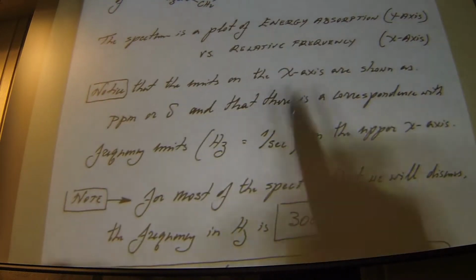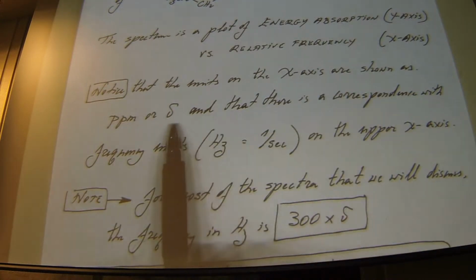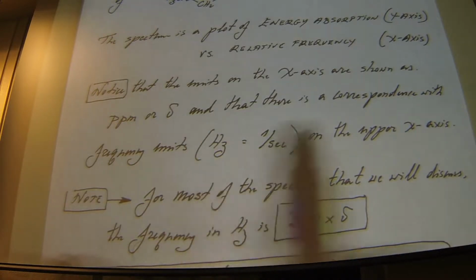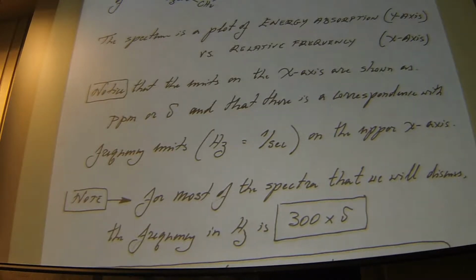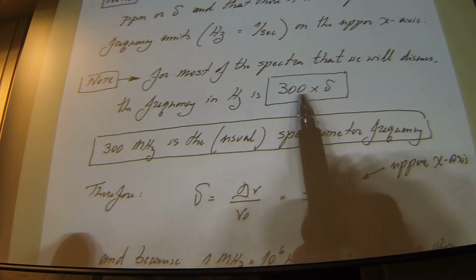Now, what I want you to notice, and I'm repeating myself, is that the x-axis is shown in parts per million or delta, same thing, and there's a correspondence with the frequency units. Frequency units are reciprocal hertz, which is reciprocal seconds. That's always going to be the frequency unit that you see in here. And it looks like for every frequency, we have something that's called a ppm, okay? So frequency of the radiation, right? Okay, so most of the spectra are going to be 300 megahertz spectra, and you'll see what that means.